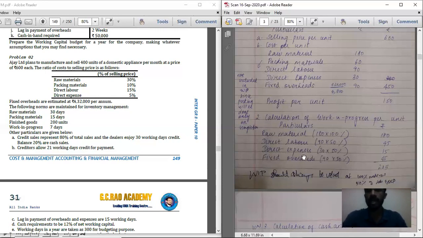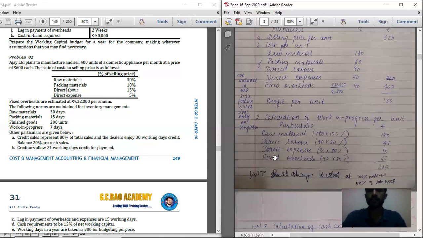And below that, direct expenses. Within bracket, how much is the per unit cost? Rupees 30. So 30 into 50%. Close the bracket. Amount column, put 15 rupees.